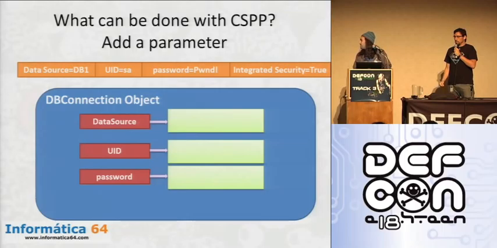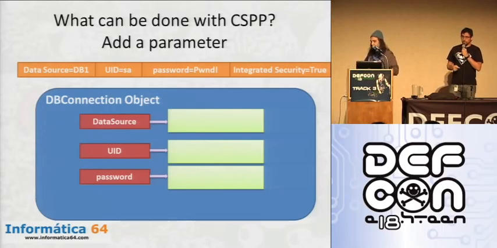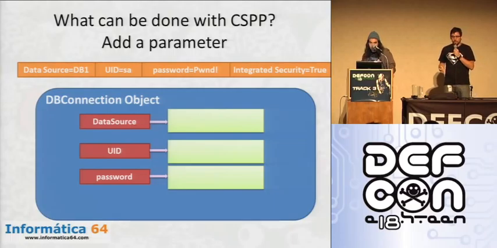That's how you change a parameter, right? We just change the data source to whichever. We've polluted the parameter. But you can also add a new parameter that was not there. The connection string that we've seen at the beginning is the most simple string that you can have, with those four parameters. But there's more stuff that you can do here.